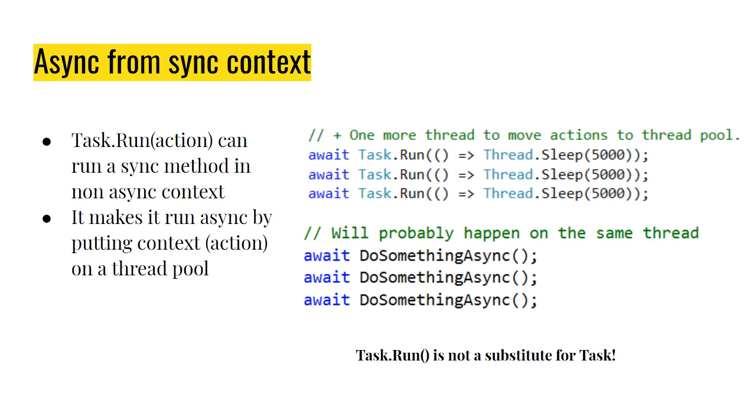Async from sync context. How can you run code asynchronously from sync context? Well, you just do like this. Task.Run, and your code is suddenly async. Task.Run, and you can pass in an action, a delegate, which does something. By doing Task.Run, you offload your code to a thread pool. And in fact, there are two thread pools in the .NET thread pool.